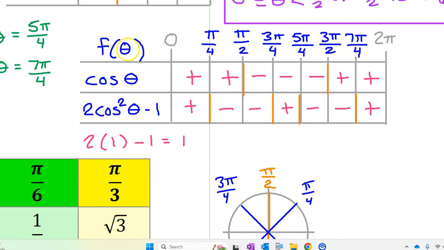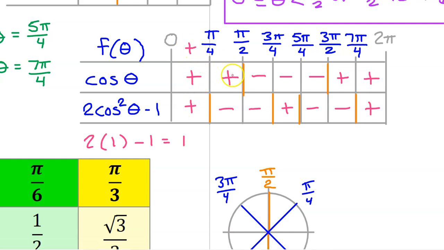Next, we determine the overall sign of f of theta in each interval. A positive times a positive is a positive. A positive times a negative is a negative. A negative times a negative is a positive. A negative times a positive is a negative. A negative times a negative is a positive. A positive times a negative is a negative. And a positive times a positive is a positive.